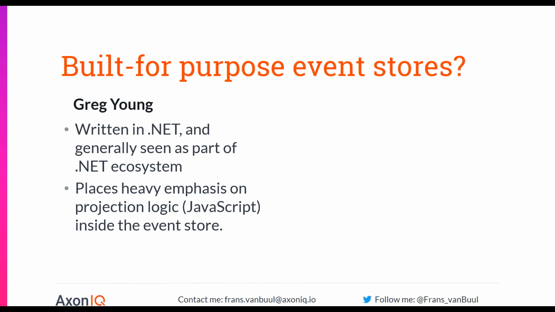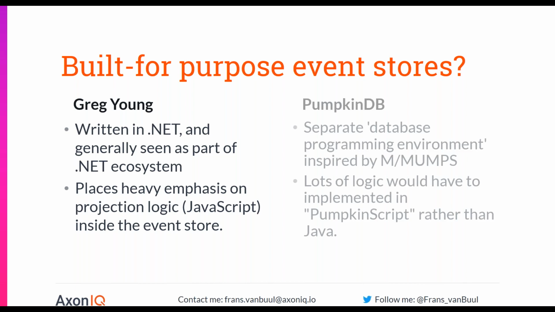Our vision is that an event store should just store events and snapshots and be able to retrieve them. And your projections should leverage whatever technology is best for your particular queries. So it might be Elasticsearch, might be a relational database, might be Mongo, whatever is best for that purpose. We don't really believe in having projections inside the event store. A similar thing is true for PumpkinDB. It's a separate dedicated event store, which has a philosophy of implementing a database programming environment with its own Pumpkin script language inside the database, which we believe is not the way to go for event sourcing in Java.